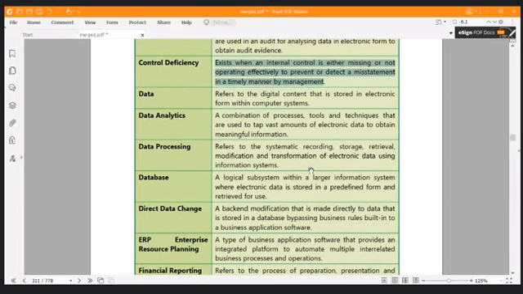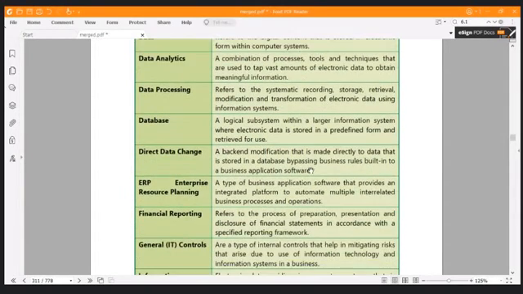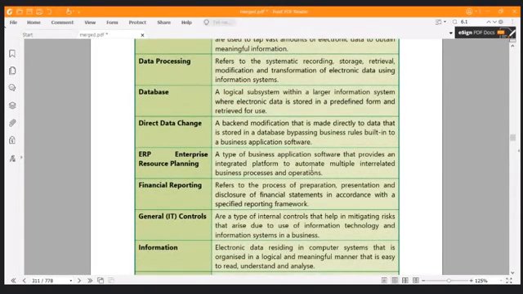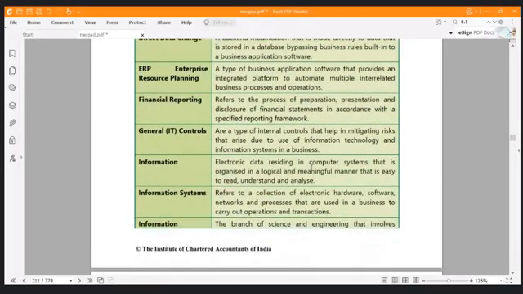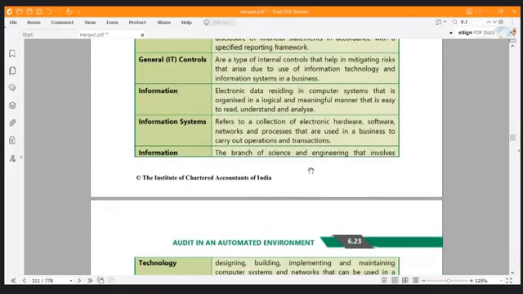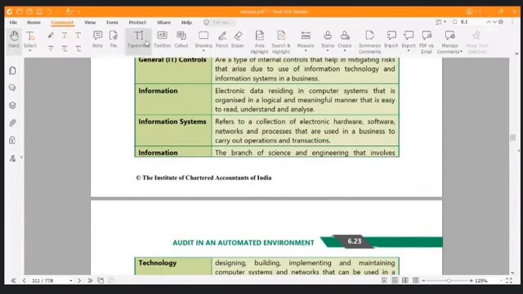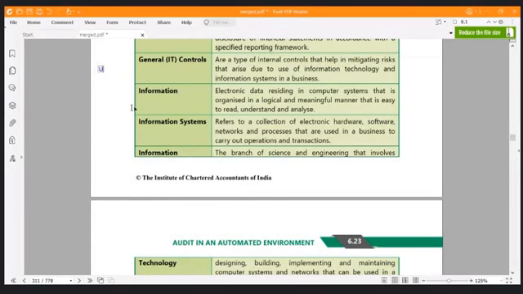Next, data analytics, data processing, database, direct data change, ERP, for general IT control. General IT controls is also called as ITGC.